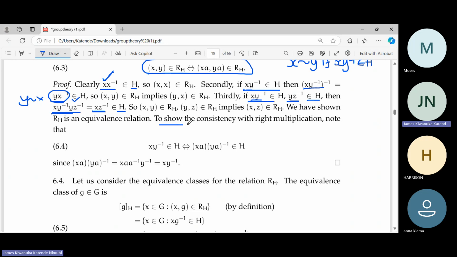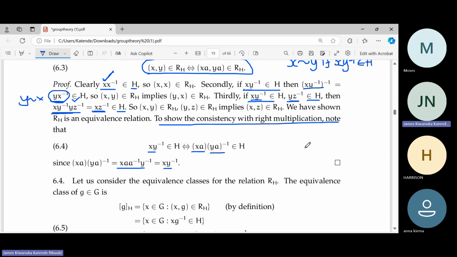So the last bit is to show that it's consistent with right multiplication. In other words, if you multiply each element by an element from the group on the right, then the relationship is not lost. It's still maintained. And that's easy to prove. So if XY inverse is in H, you can check that this product will also be in H. If you multiply these two, you can simplify it and end up with XY inverse. So it's still in H. It's consistent with the right multiplication.